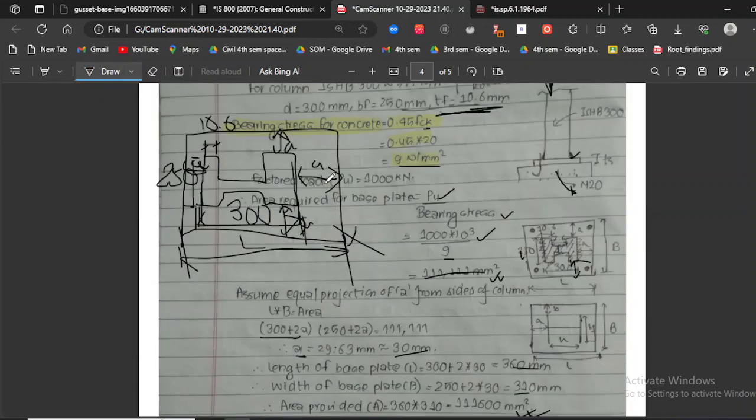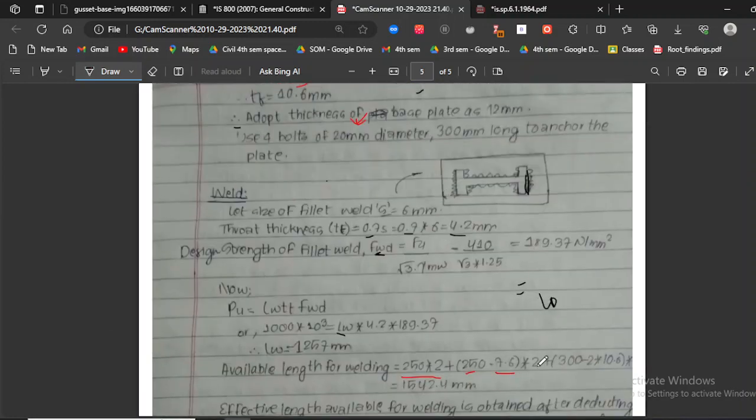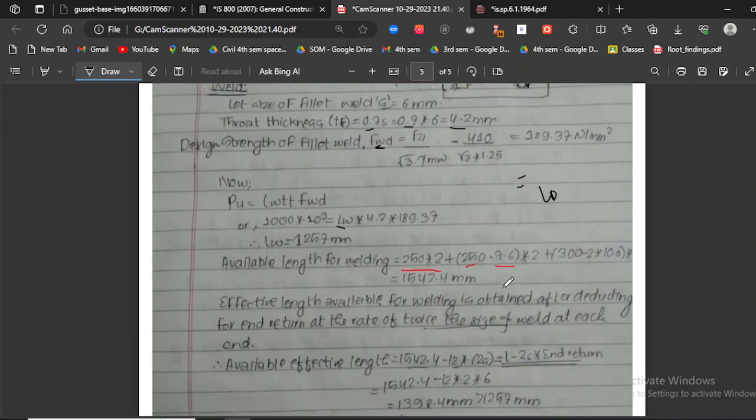What I can explain from this figure as well for my last part. What is the last part? 250, 300 minus 2 into 300 minus 2 into 2. So into 2 is missing over. It is into 2 into 2.